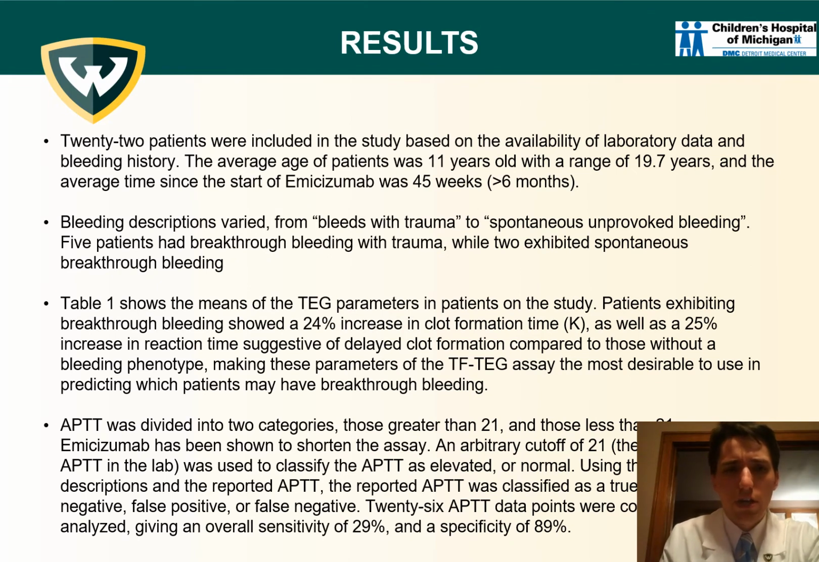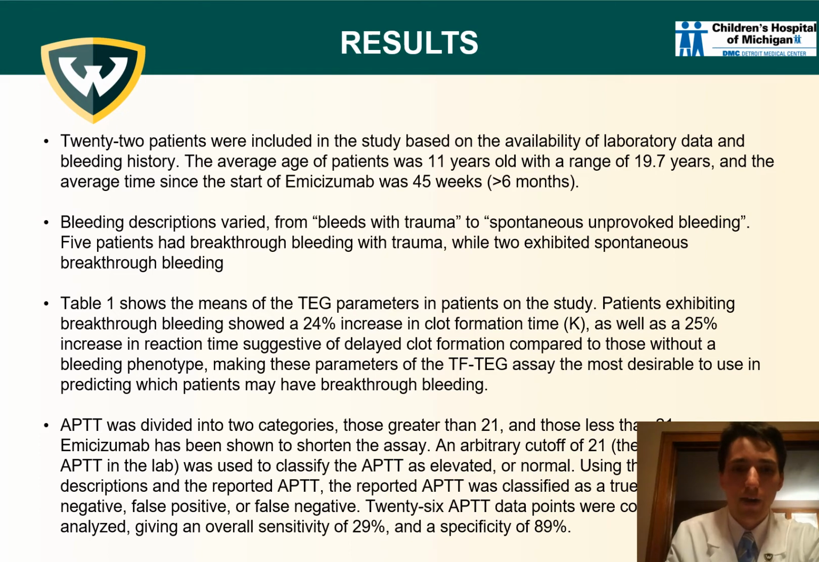Moving on to the results, we were able to include 22 patients with an average age of 11 years old, a range of 19.7 years, and an average time since start of emicizumab of 45 weeks. We were looking at their charts to see their bleeding descriptions, which varied from bleeds with trauma to spontaneous unprovoked bleeding, so mild to severe. Five patients had breakthrough bleeding with trauma, while 2 exhibited spontaneous breakthrough bleeding. Table 1, which you'll see in a moment, will give you the exact results, the averages of all the TEG profiles that we found.